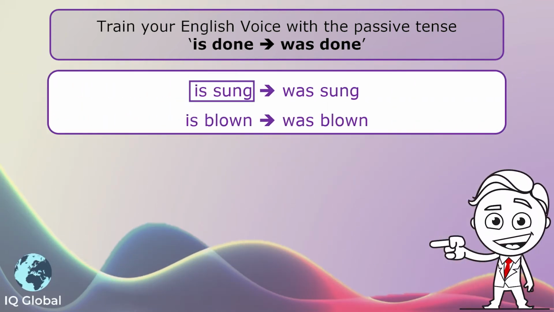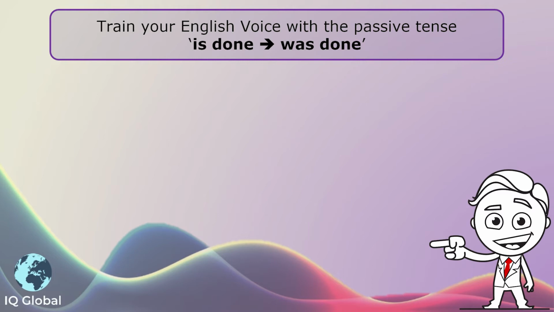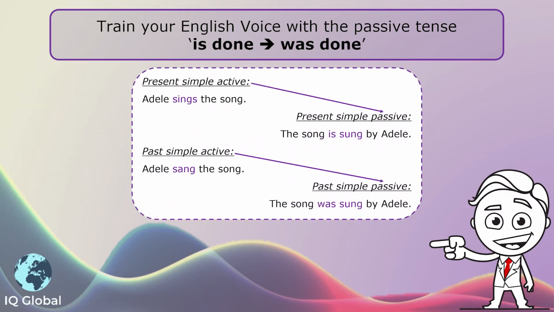Is sung becomes was sung. Is blown becomes was blown. Let's look at some example sentences. Present simple active. Adele sings the song.